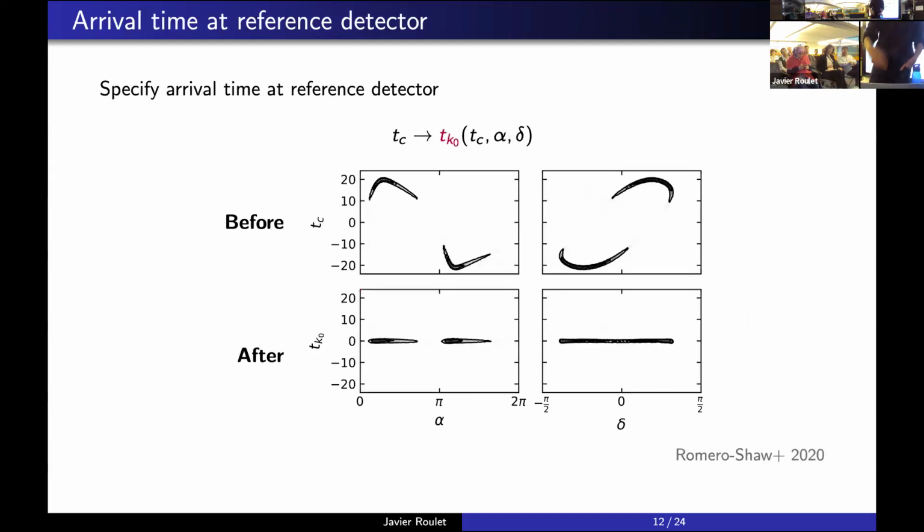You can do a similar thing for the time of arrival. Instead of using the time of arrival at the center of the Earth, which is not constrained because we don't have a detector there, just use the time of arrival at the detector to characterize it. And indeed, this is much better measured and not correlated with anything else.